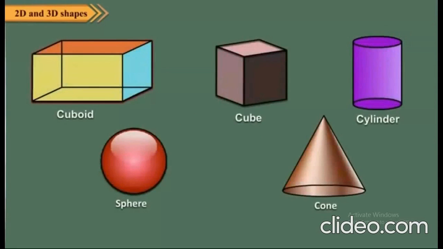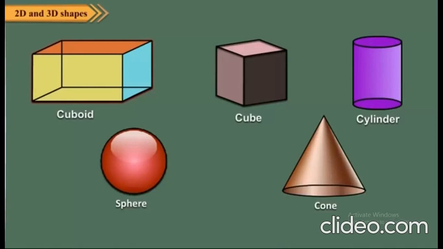Now these are some shapes: cuboid, cube, cylinder, sphere and cone. In cuboid, face is rectangular shape. Cube, its face is square shape, and sphere it is circular shape, and in cone you can see triangular shape. So these are some solid shapes.